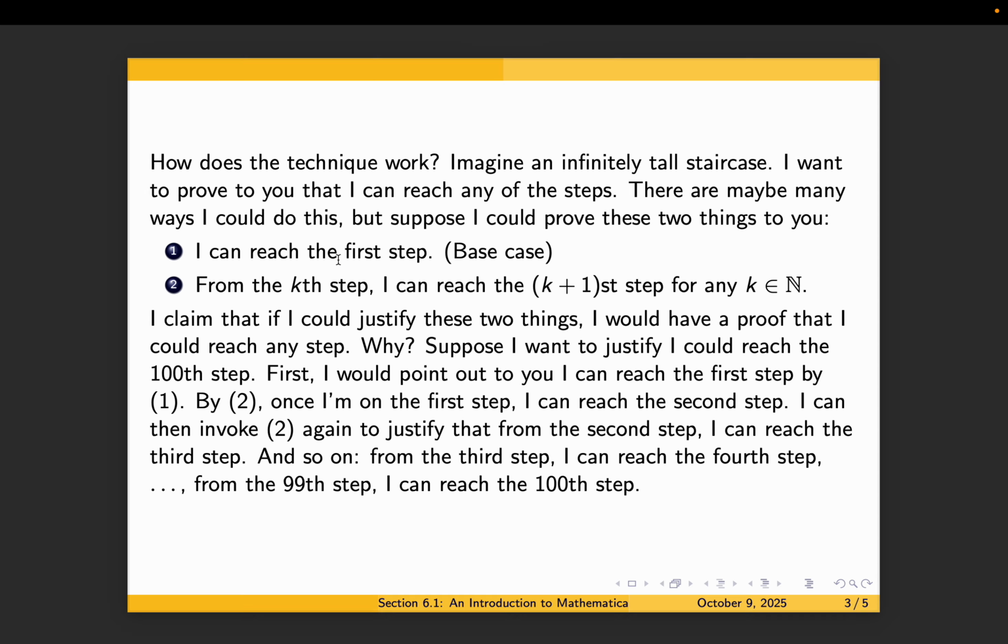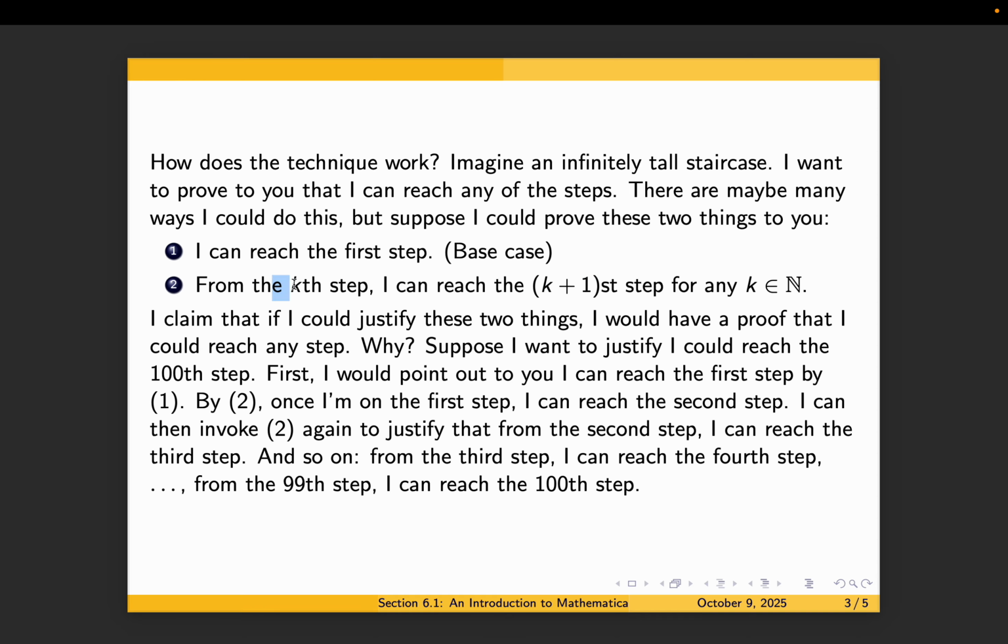Once I'm on the first step, if k is 1, then I can reach k plus 1, I can reach the second step. But then if item number 2 is true, once I'm on the second step, I can reach the third step. Then once I'm on the third step, I can reach the fourth step. So as long as I can prove to you that I can start this process, the base case means I just get the process started, and I can keep the process going as long as I want, I will have justified to you that I could reach any step.